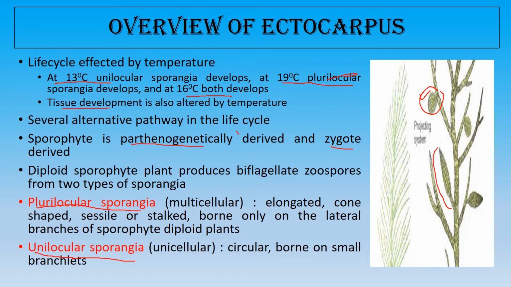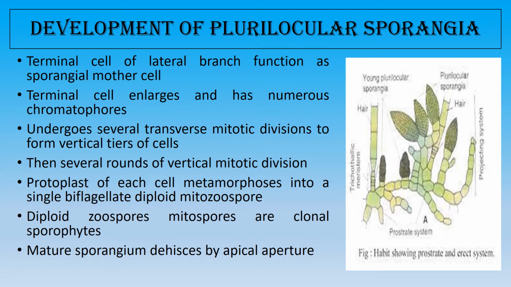The unilocular sporangium is produced at the tip of a branchlet, and the spores developed are haploid. The plurilocular sporangium contains many cells and develops from the terminal cell of branches, and the spores it produces are diploid. So plurilocular sporangia produce mitozoospores, and the unilocular produce meiospores. So this is how the development occurs.